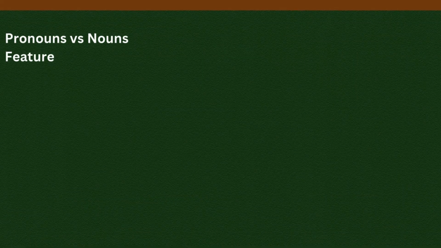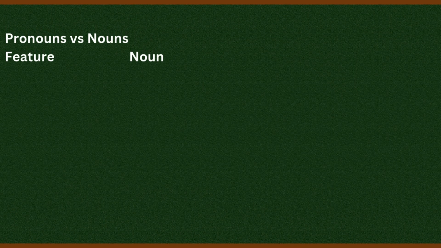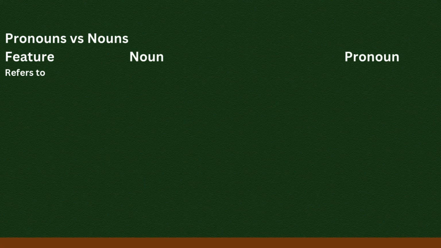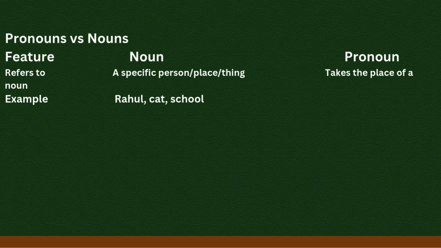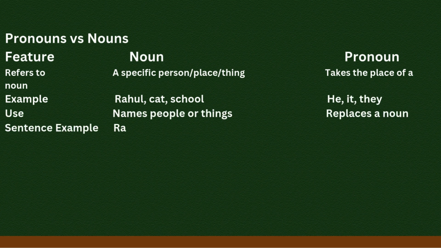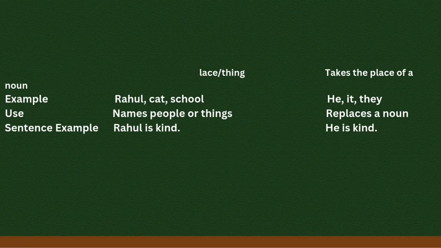Pronouns versus nouns. Feature: noun, pronoun. A noun refers to a specific person, place, thing. A pronoun takes the place of a noun. Example: Rahul, cat, school. He, it, they. Use: a noun names people or things. A pronoun replaces a noun. Sentence example: Rahul is kind. He is kind.